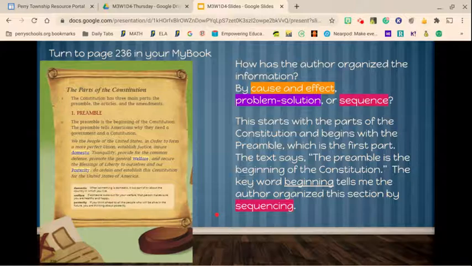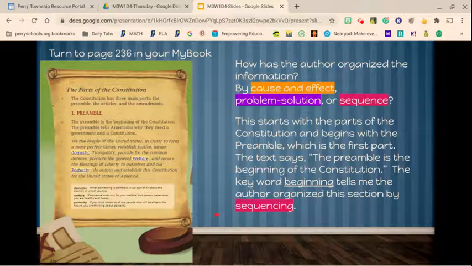All right, looking at page 236 in your My Book. This section is called the Parts of the Constitution. The Constitution has 3 parts: the preamble, the articles, and the amendments. The preamble. The preamble is the beginning of the Constitution. The preamble tells Americans why they need a government and a constitution.